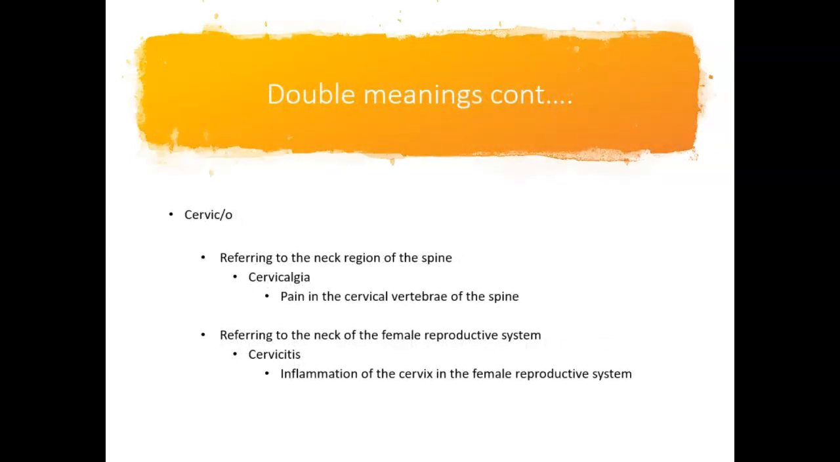Few more double meanings. Cervico. Cervico means neck. Well, there are necks in different parts of the body. We can have cervicalgia, which is referring to the neck region of the spine. Algia means pain, therefore cervicalgia would be pain in the cervical vertebrae of the spine. It can also be referred to the female reproductive system. Cervicitis, which is inflammation of the cervix in the female reproductive system.